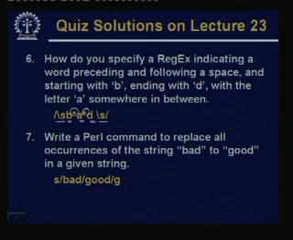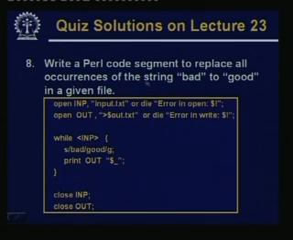Write a Perl command to replace all occurrences of the string bad to good in a string. Substitute bad by good. Global means all. If you do not write G, then only the first occurrence will get replaced. Write a Perl code segment to replace all occurrences of string bad to good in a given file. It is similar. You open two files, input and output, and while the input is not empty, you substitute the lines line by line, then you print in the output file $_, then close the files.